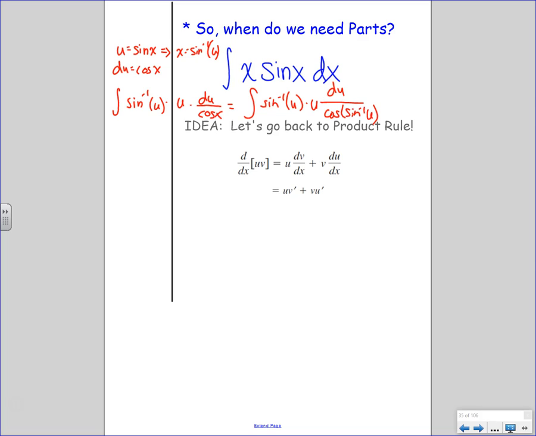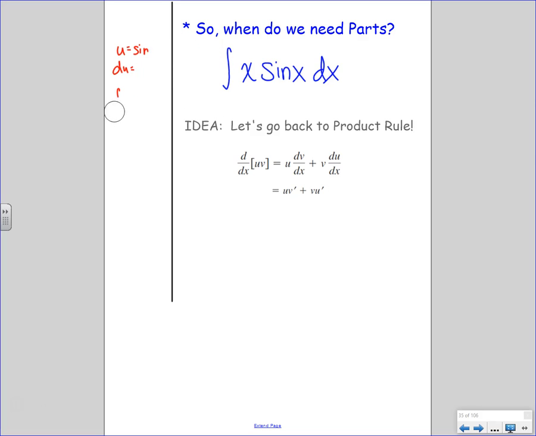Yeah, perfect. That's exactly what I was doing. That's a good idea. We have all u's, but that's not something that we can solve. So, integration by parts. Here we go.